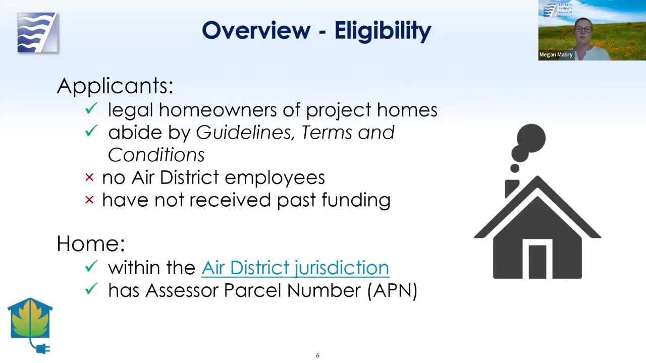Now let's discuss some eligibility basics. In order to be eligible, applicants must be the legal homeowner of the home where projects will take place. These homes must be within our jurisdiction and have an assessor parcel number to be eligible for the program. Applicants must also review and abide by the full program requirements, guidelines, terms, and conditions, which is posted on our website. This document provides step-by-step details on the entire process. It will be the best resource for anyone interested in applying.